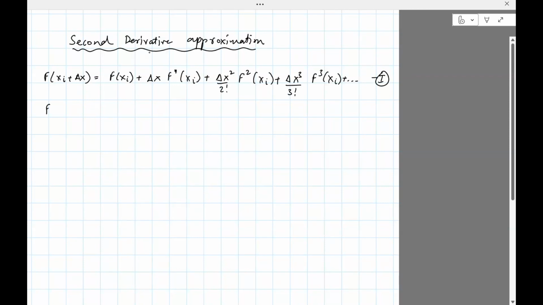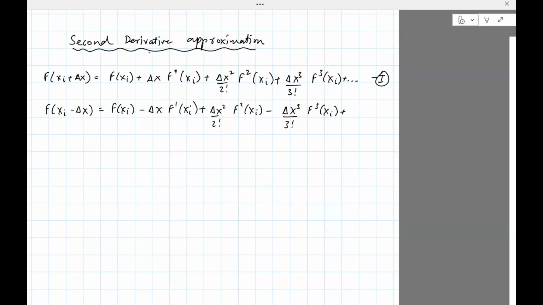We can also write f of x at a small neighborhood before xi: f of xi minus delta x equals f of xi, minus delta x times the first derivative at xi, plus delta x squared over 2 factorial times the second derivative at xi, minus delta x cubed divided by 3 factorial times the third derivative at xi, and so on. So let's call this 2.